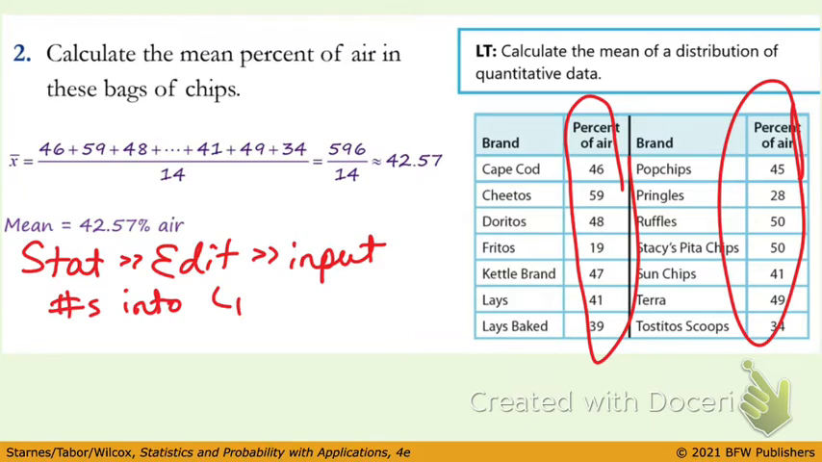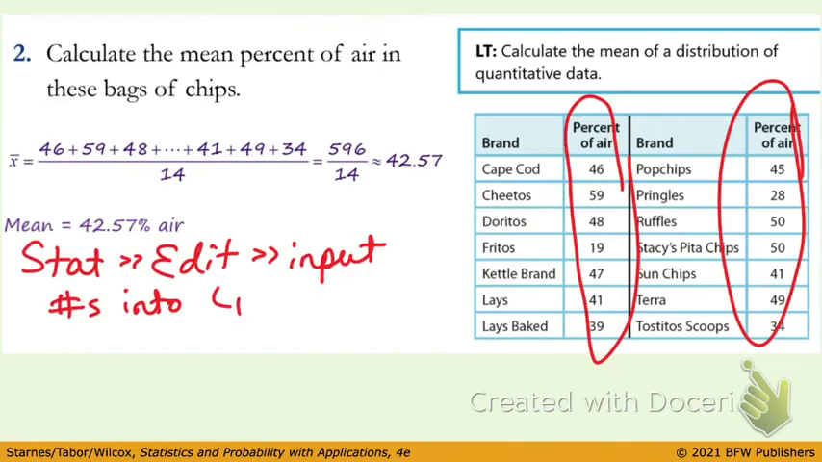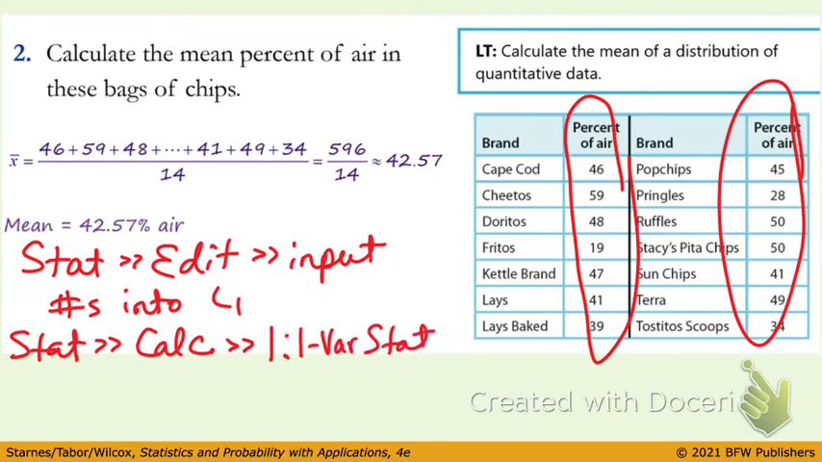So after you put your data into the list, you're going to hit the stat button again. So stat, hit the right arrow so that calc, because we're going to calculate, is highlighted, and hit enter. And then you're going to choose option 1. It says one variable stat. Stat calc 1, one variable stat.